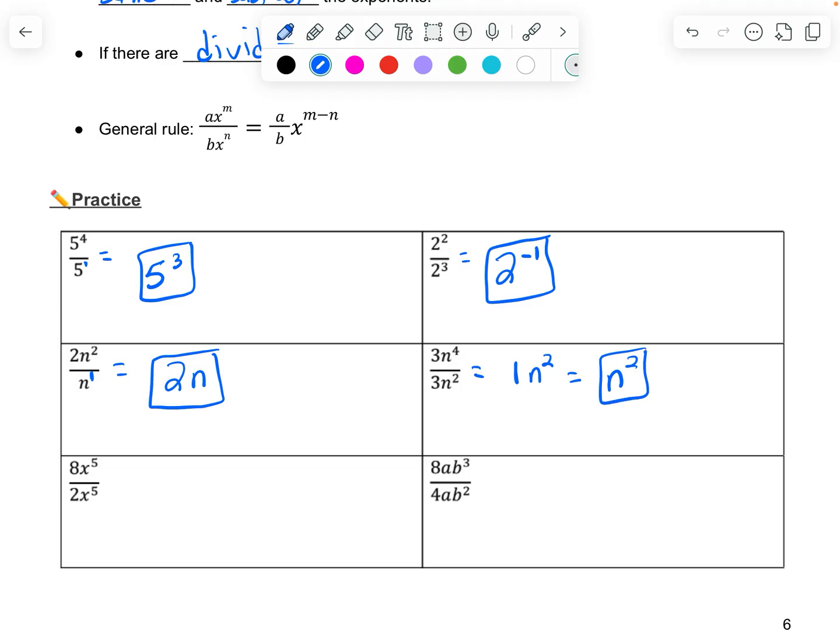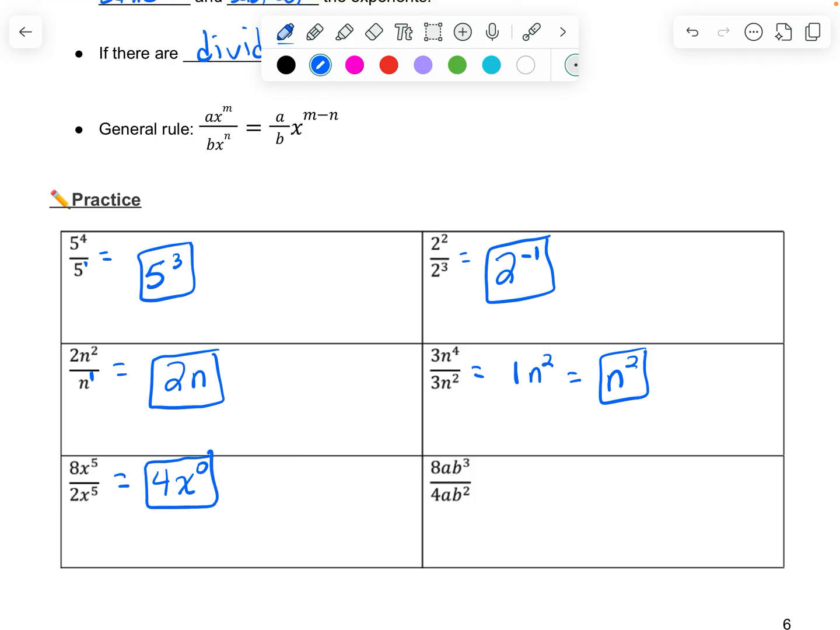All right, similar here, 8x to the 5th over 2x to the 5th. That is going to be 4 when we do 8 divided by 2. And then x to the 0, and we'll discuss actually what 0 exponents mean as well later on, but for now we'll just leave it as 4x to the 0.